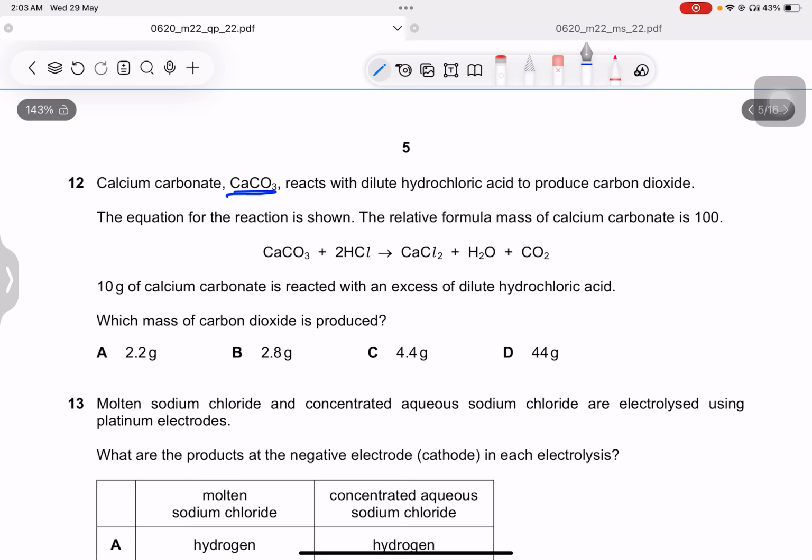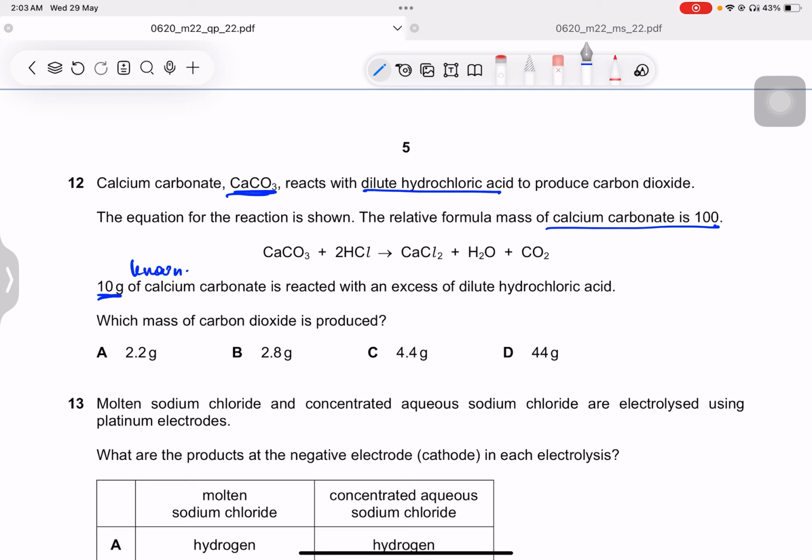Next, calcium carbonate reacts with dilute HCl to produce carbon dioxide. The equation for the reaction is shown. The relative formula mass of calcium carbonate is 100. Okay, 10 gram of calcium carbonate is reacted with an excess of dilute hydrochloric acid. Which mass of carbon dioxide is produced? So we have the known over here. Known is the calcium carbonate. We have the Mr and the gram.